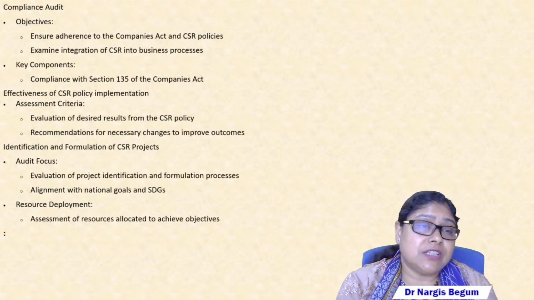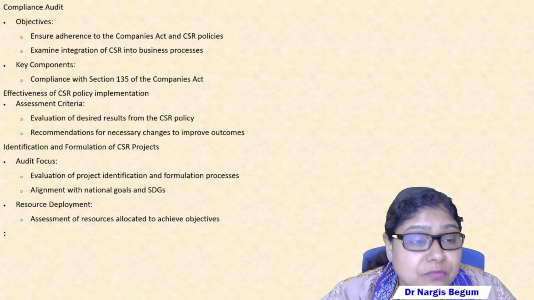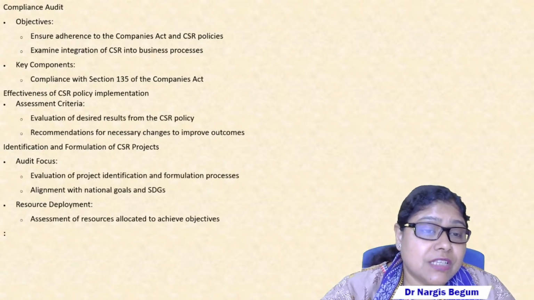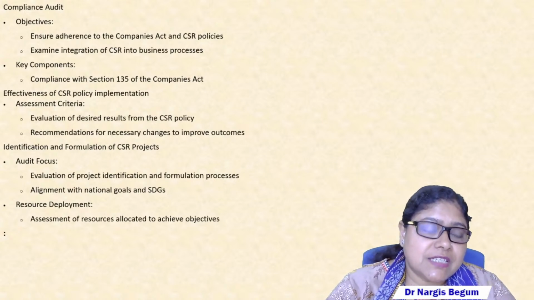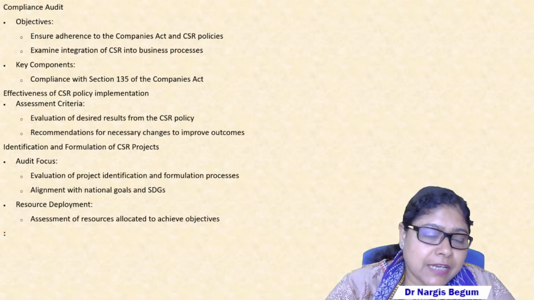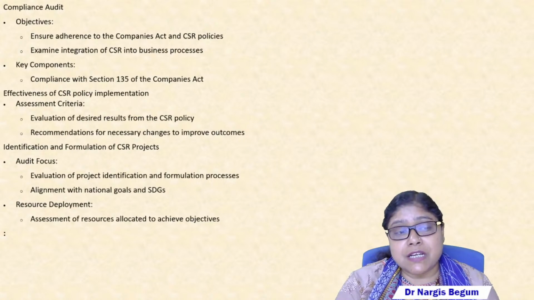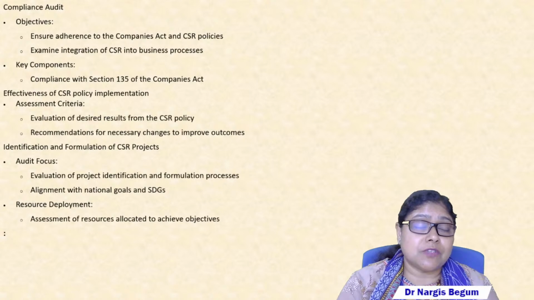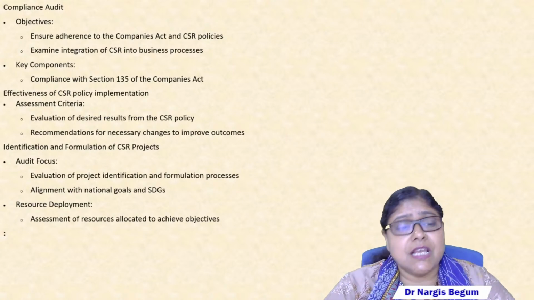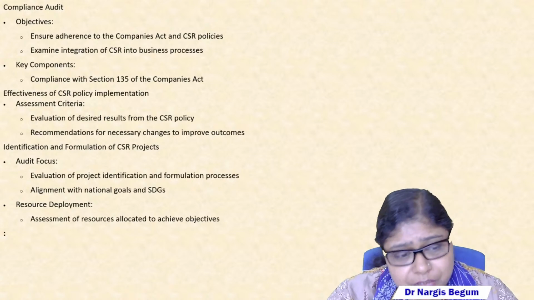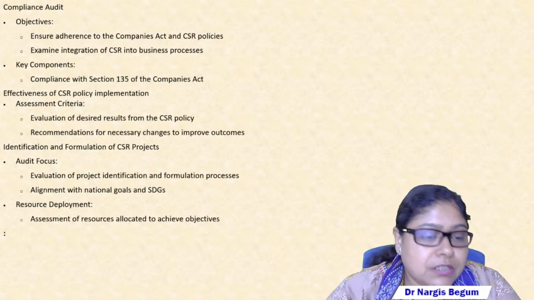When I talk about the compliance audit, we talk about ensuring adherence to the Companies Act and CSR policies. We examine the integration of CSR into business processes, and the compliance with section 135 of the Companies Act 2030. How can we understand the effectiveness of the CSR policy? We can identify the effectiveness by evaluating the desired results from the CSR policy implemented. Next, we can also understand it through recommendations for necessary changes to improve the outcomes of the CSR policy. Next, we go for identification and formulation of CSR projects. It can be done through evaluation of the project identification and formulation process, and then aligning our national goals with the SDGs.